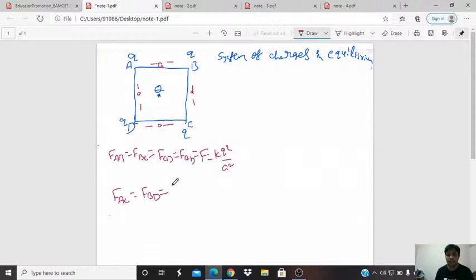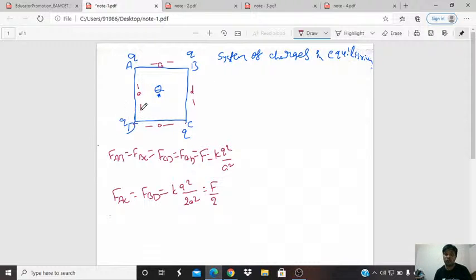We have K Q square by the diagonal distance squared. What is the diagonal distance? Root 2 a, right? So root 2 a whole square, that means 2 a square, which gives F by 2.